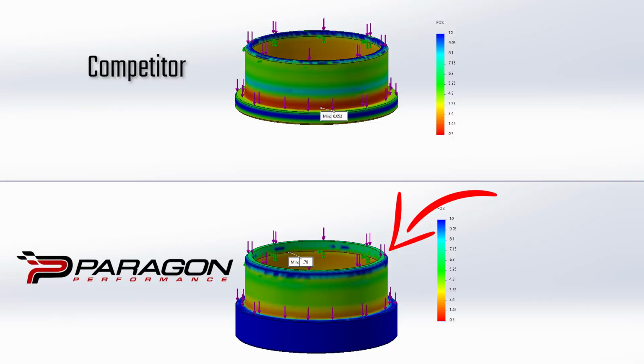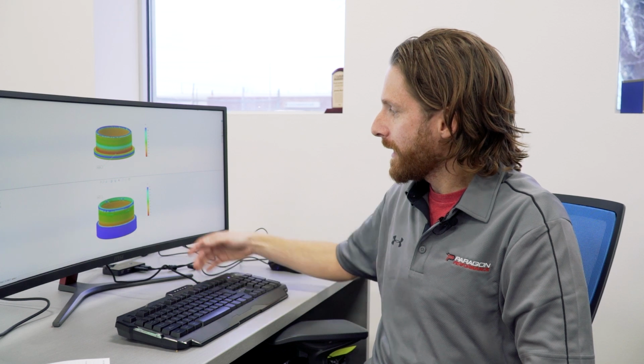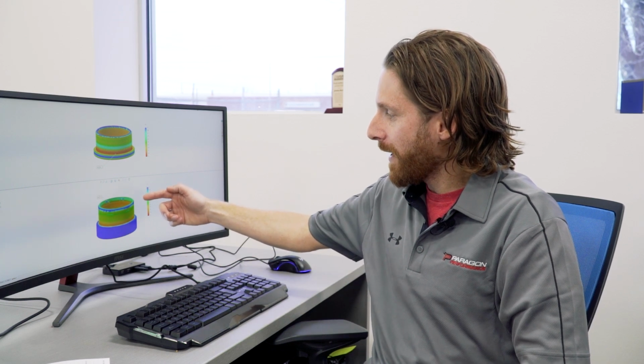One of the other questions that we often get is, are these collars strong? I mentioned earlier that we have increased wall thickness at the top where it interfaces with the strut body and at the bottom. We ran a static simulation with forces that the vehicle would see in the real world. And as you can see here, there's increased factor of safety in both those regions.